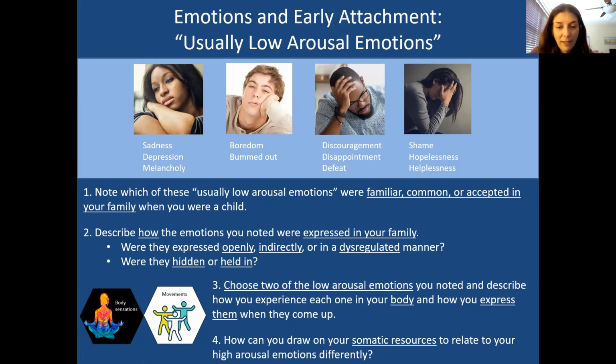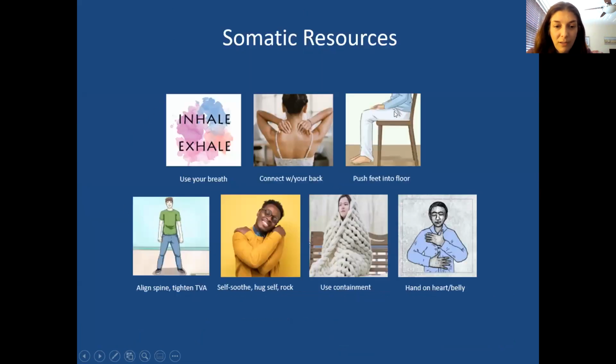And also, just like the last one, how can you use your somatic resources to relate to your low arousal emotions differently? Perhaps increase your arousal a little bit so they're not as low, and that could help bring you back to the window of tolerance comfort zone. So you could use these again, all right? Maybe different ones than you used the other time.